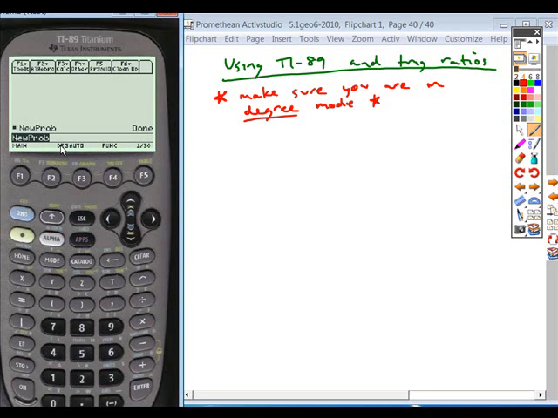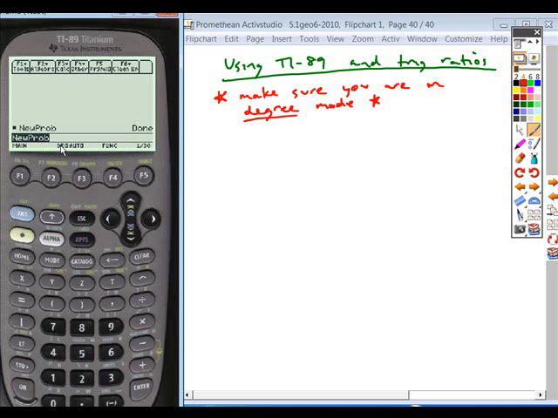And if I give you a multiple choice test, the answers that you would get if you're in the wrong mode will always be one of the distractors. So make sure your calculator is set to the right mode or you will guarantee miss the problem, even though it seems like you got the right answer.